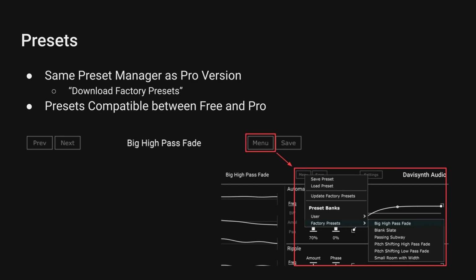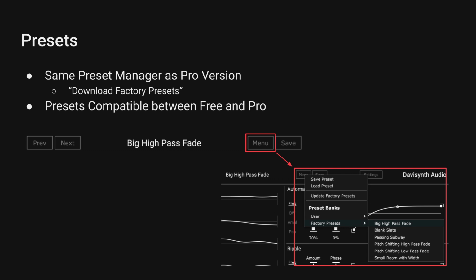Let's take a look at the expanded feature set of the free version of Ripple Delay. Ripple Delay Free has presets now. And you have the same preset manager as is in the Pro version. You also have the ability to download factory presets, and also presets are compatible between the free and Pro versions.